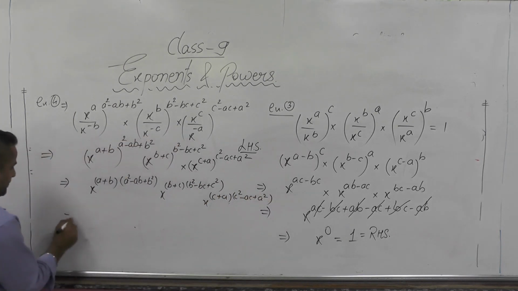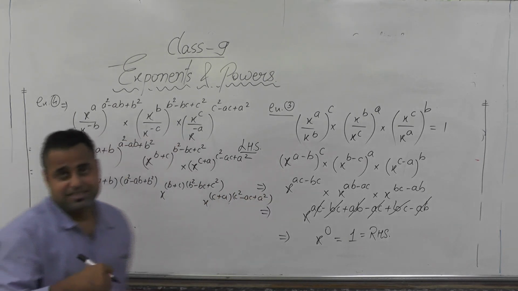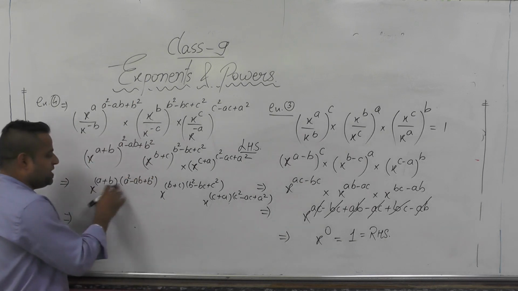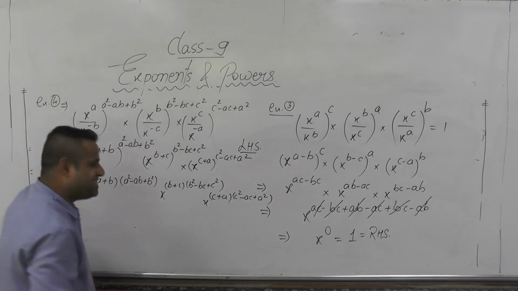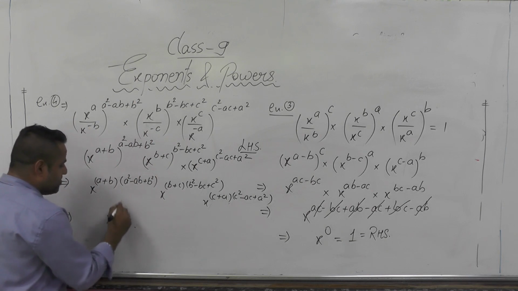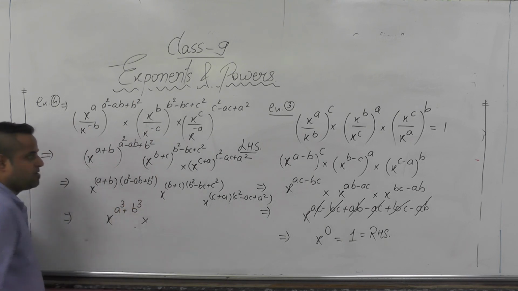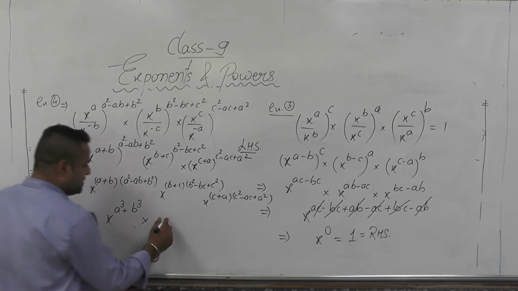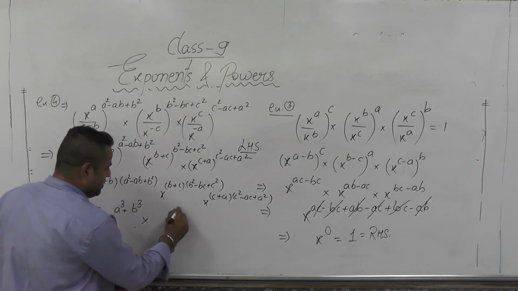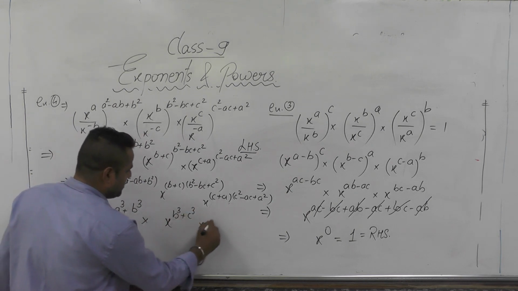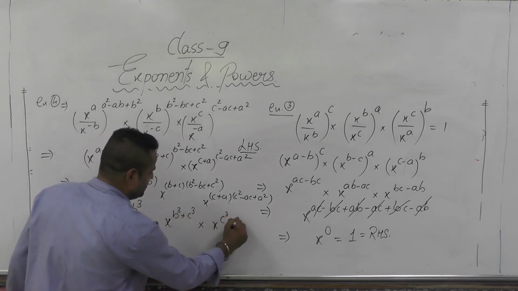Now see, if you remember the identities, this a plus b into a square minus ab plus b square is the identity of a cube plus b cube, if you remember that. Likewise it is x to the power b cube plus c cube, and this will become x to the power c cube plus a cube.